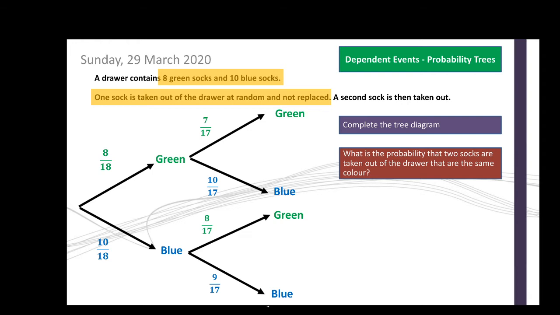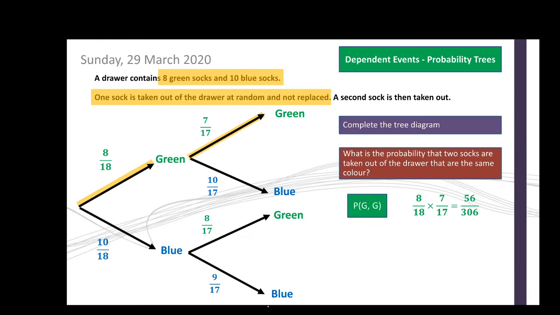You don't have to. This is an example of when you can get away with not, because you've just got one question to answer from it. You can just pick out the questions you need. Okay, it saves the amount of work, but not by a huge amount. So we want the probability of getting a green and a green. So that's 8 over 18 times 7 over 17, which is 56 over 306.